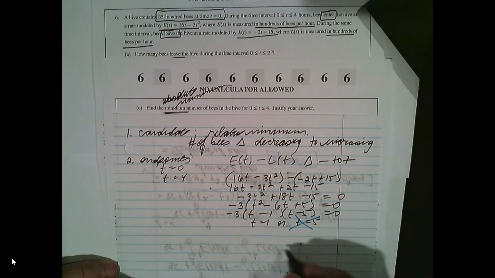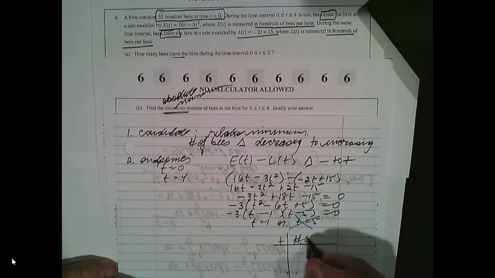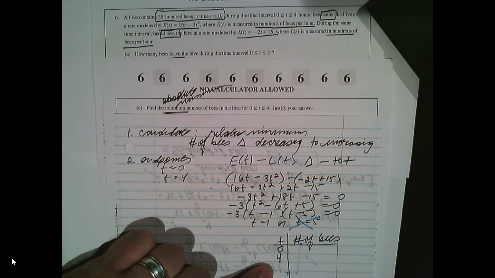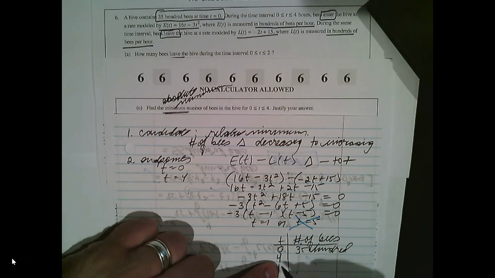Now what I need to know for each of these t values is the number of bees. We're going to look at the number of bees at time 0, the number of bees at time 4, and the number of bees at time 1. Well, how many bees at time 0? 3,500 bees. That's our initial condition. How many bees at time 4? 5,500. If you're thinking, where the heck did that just come from? That's the work that we did in part B.